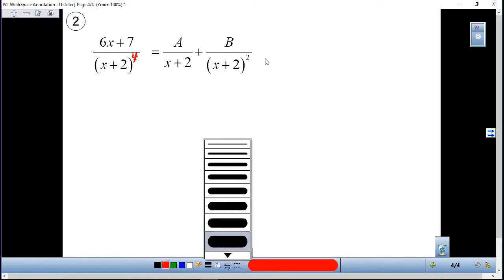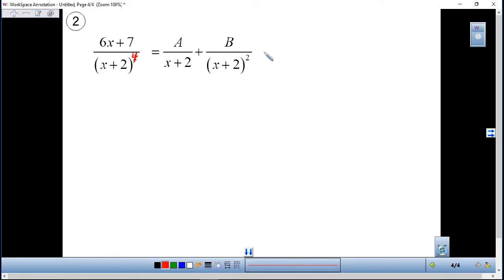So what would continue to happen would be this. You would add c over (x+2) to the third power and d over (x+2) to the fourth power. You would go adding them up, adding one power to the bottom, until you got to the power that you were actually trying to reach, or the power that is on the bottom. So that's how you would work.